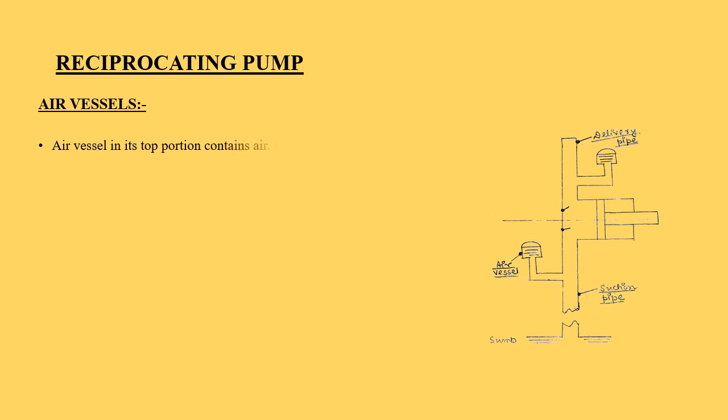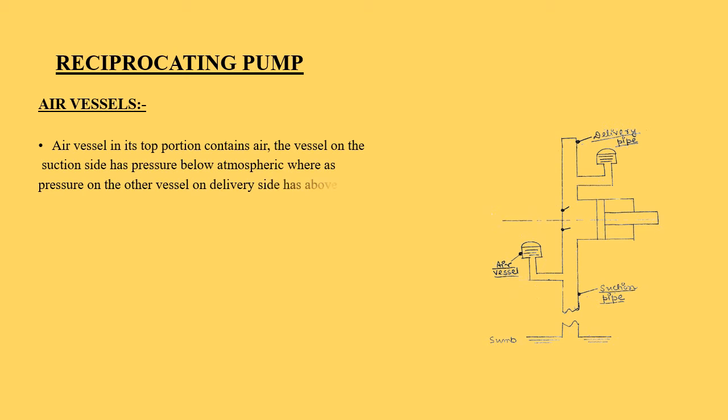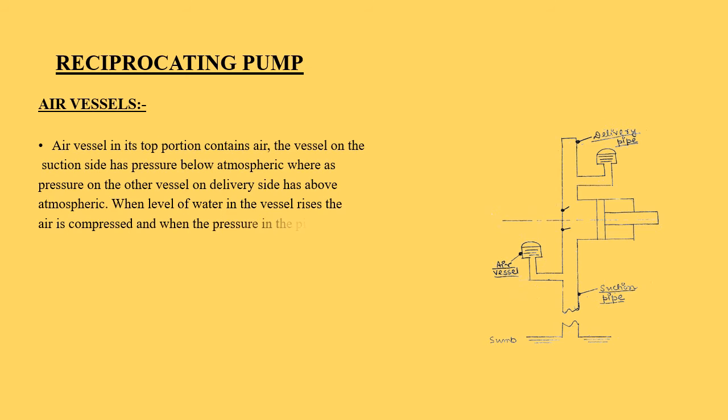In its top portion, the air vessel contains air. The vessel on the suction side has pressure below atmospheric, whereas the vessel on the delivery side has pressure above atmospheric. The level of water in the vessel rises and the air is compressed. And when the pressure in the pipeline falls, the compressed air forces the water into the delivery pipe.